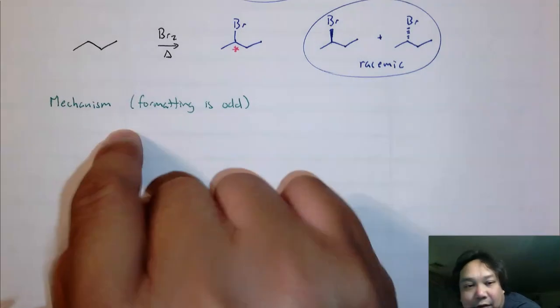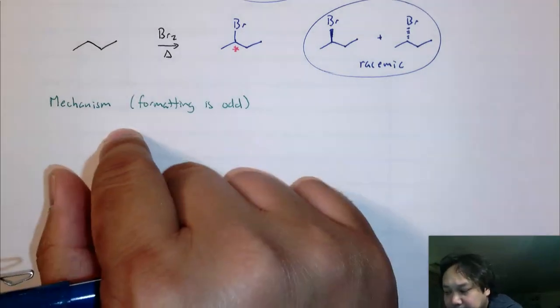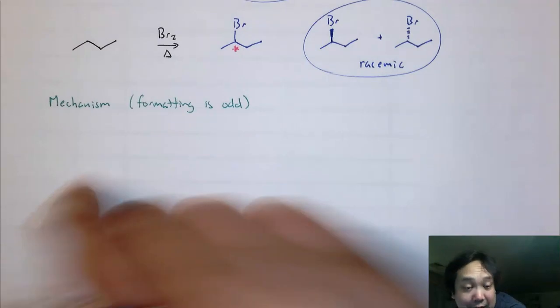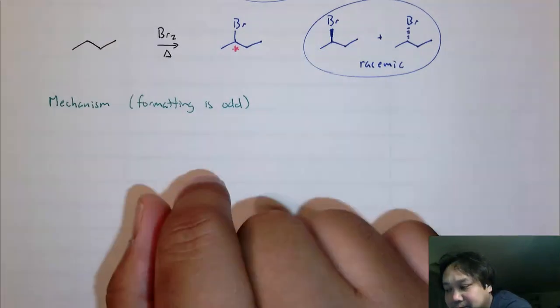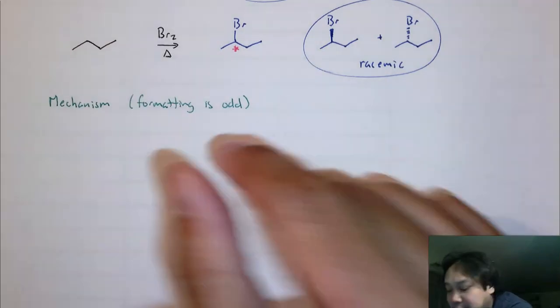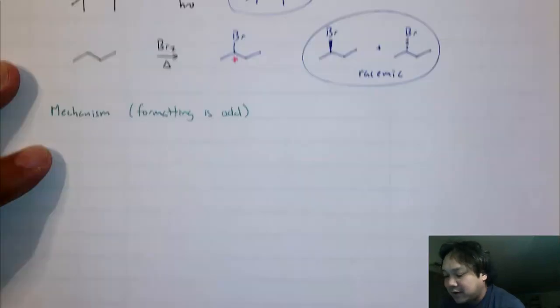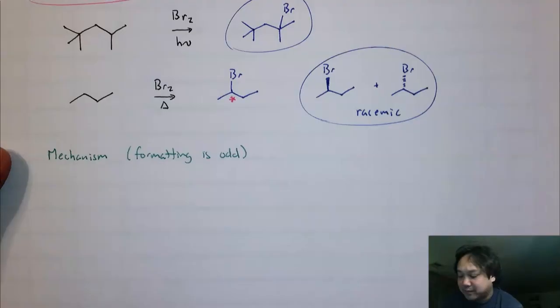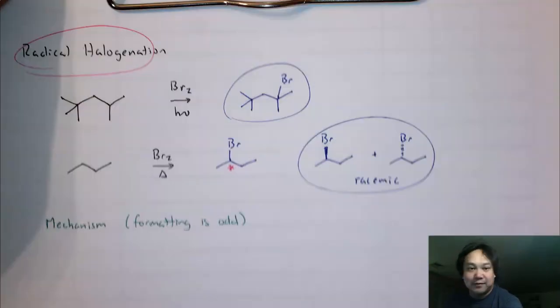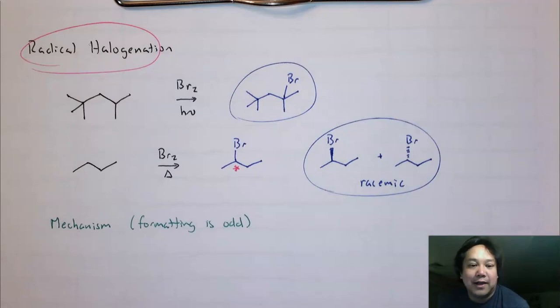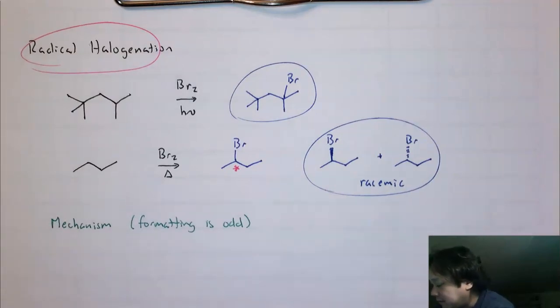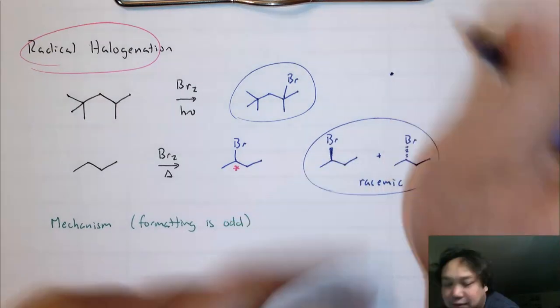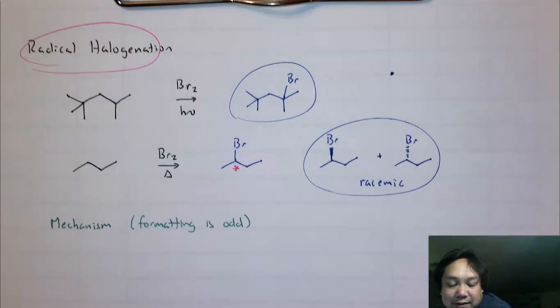Mechanisms for radical reactions typically go line by line, like you're reading a paragraph in a book. I'll show you what I mean. So far, that's what we have for radical halogenation. Maybe, honestly, let me put here some of the key points, like the regioselectivity and stereoselectivity.